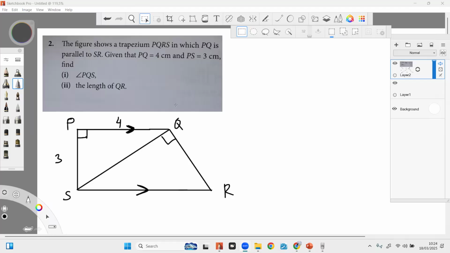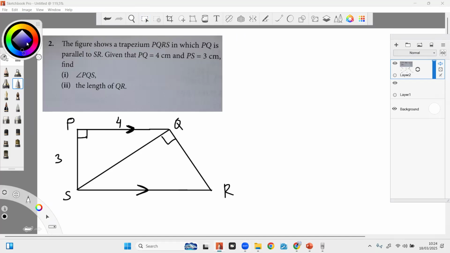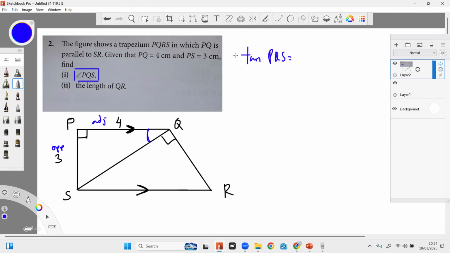Okay, guys, there is actually no specific way to solve this. There are many alternative ways. Beforehand, I talked to you about that. Why? Because we can find QS itself by using the trigonometric ratio or Pythagoras rule, right? So just focus on the question. PQS is this angle, right? From P to Q, Q to S. So we have the opposite and adjacent. So tan PQS equals opposite, which is 3, over adjacent, 4.